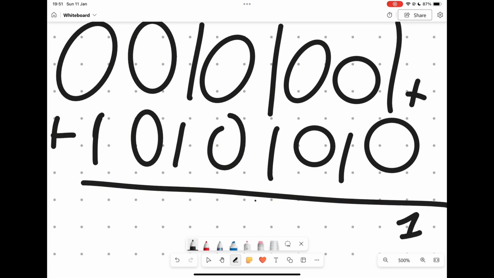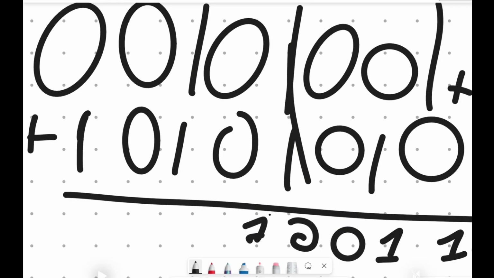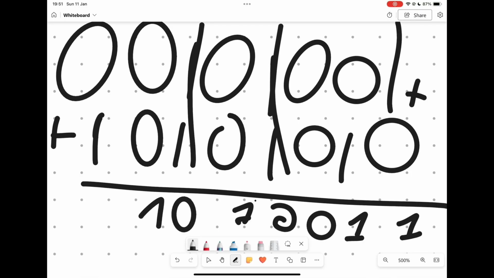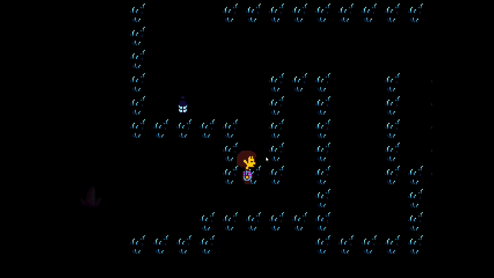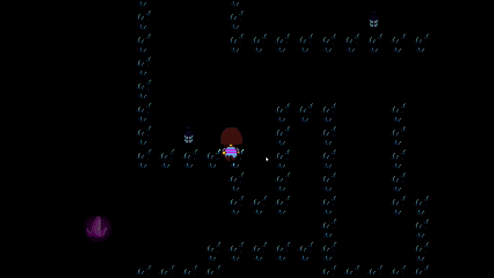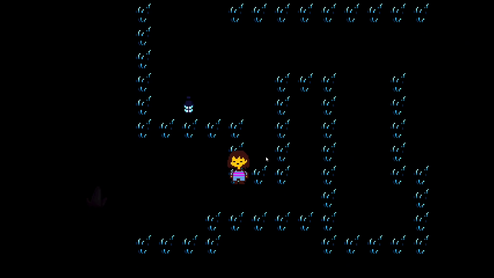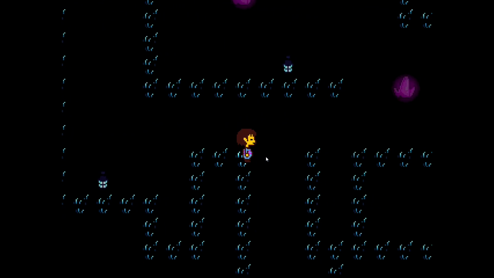1 plus 0 is 1. 0 plus 1 is 1. 0 plus 0 is 0. However, here, what happens? If we take a closer look, this is 8. So obviously 8 plus 8 is 16. So we put a 0 in its place, and we put a 1 in the 16, and the same for the others.